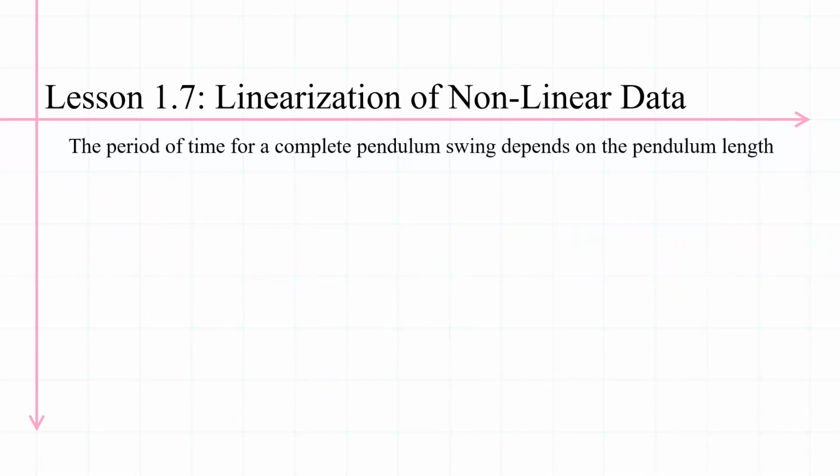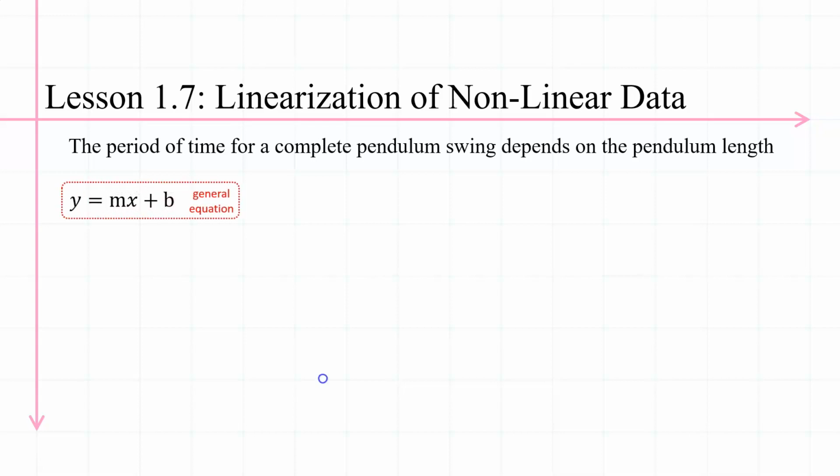Let's do another one. And for this one, we're going to use the period of a pendulum. The period of time for a complete back and forth pendulum swing. So this is how long it takes for a pendulum, which is just a mass at the end of a string, basically, or a mass at the end of something that can swing through the air. It depends on the length of the pendulum. What is that relationship going to be?